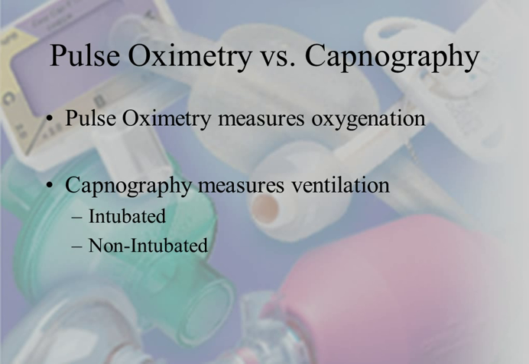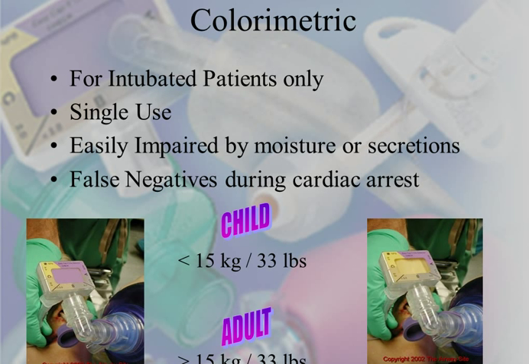Remember that pulse oximetry measures the oxygenation. Capnography measures the ventilation. So what's the difference between oxygenation and ventilation? Pulse oximetry goes on their finger, it may go around their toe, and they've got the special ones that go across your nose. However, it's only as good as your perfusion if you're oxygenating, versus capnography. You can do this on intubated or non-intubated patients.